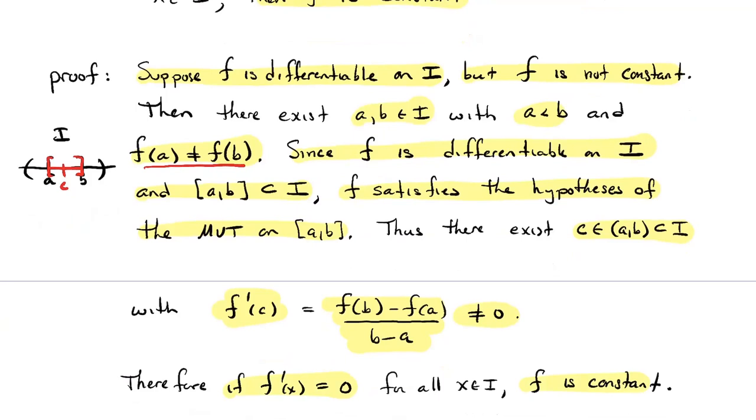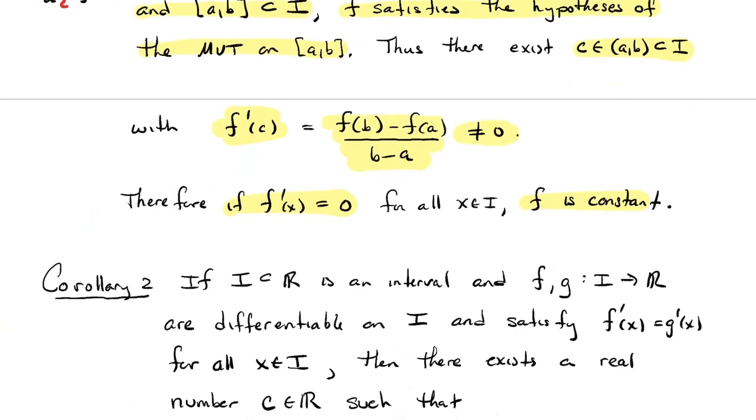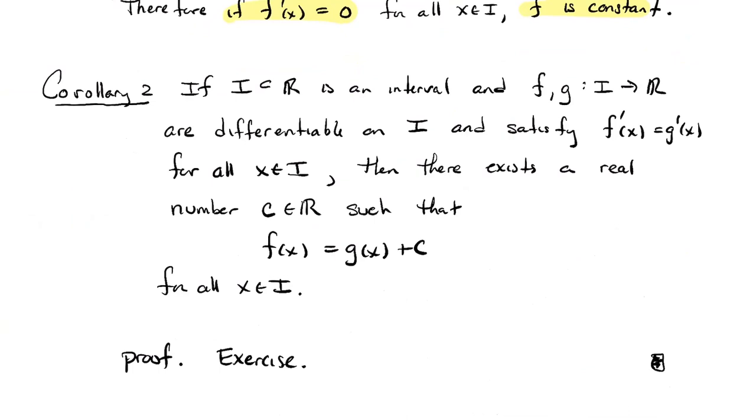Nice. One more corollary before I quit this video, but I'm going to leave the proof to you. If you take two differentiable functions on an interval I, and suppose that their derivatives are identically the same. That's a horrible phrase. Their derivatives are identical. So I've got two functions, f and g. They're both differentiable on I, and their derivatives are identical. That is, f prime of x is g prime of x for every single x in I. Then there must be some real number c so that f is equal to g plus c.